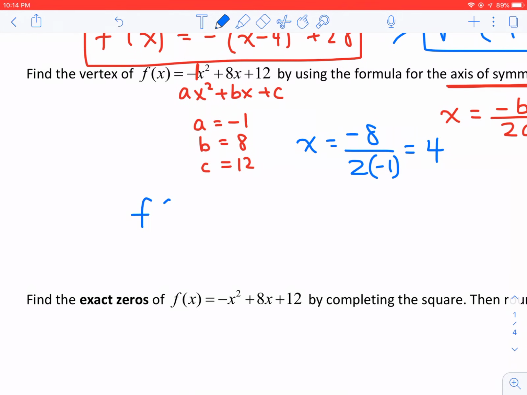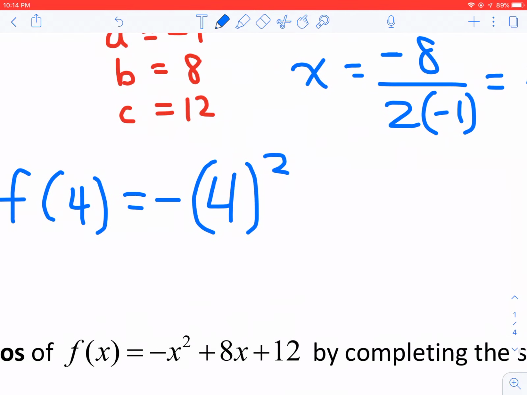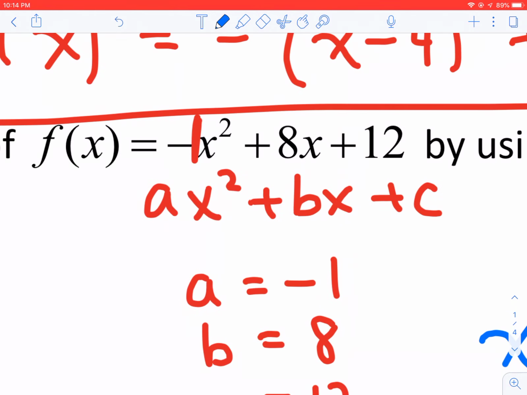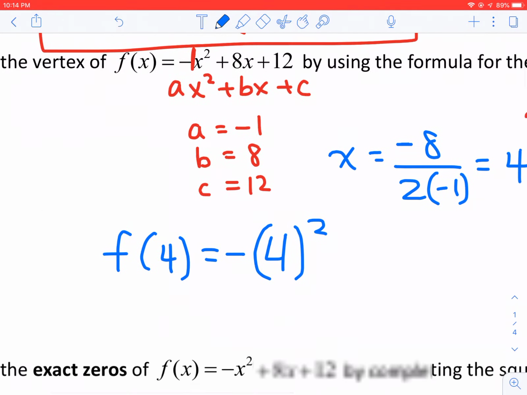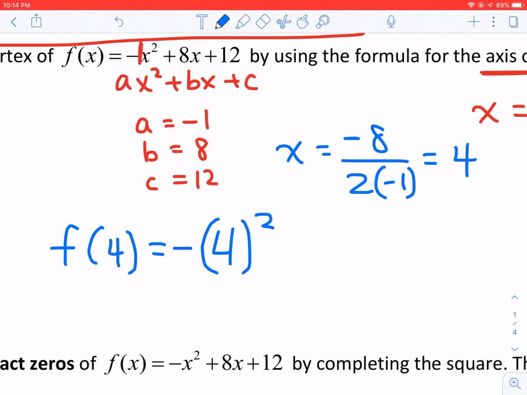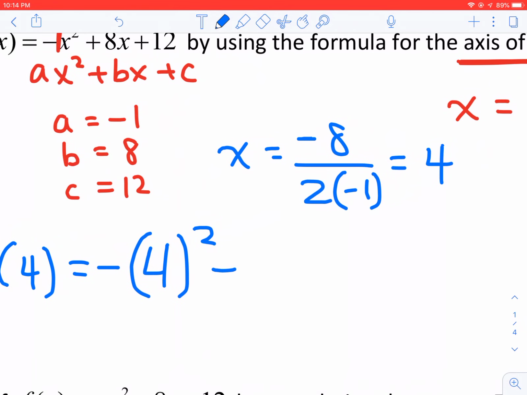So f of 4 is going to equal negative 4, plugging in for the x, squared. Notice I didn't put the negative inside the parentheses. That's because only this x part is being squared. That negative is not part of being squared. So it's negative in parentheses 4 squared, we're just plugging in 4 for x, plus 8 times 4 plus 12.